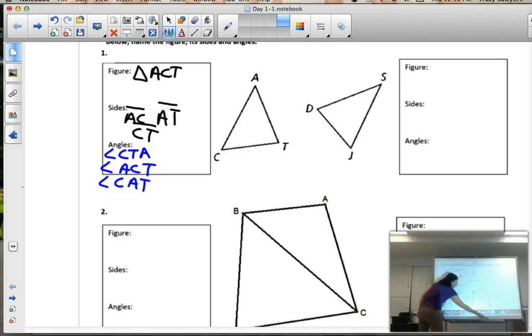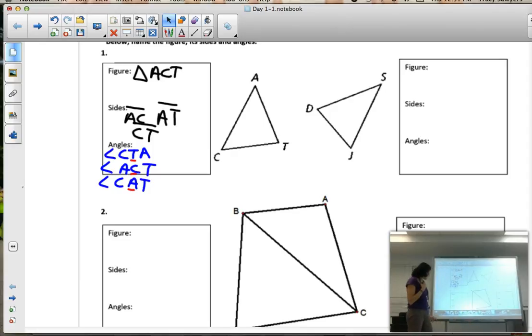The important part here is recognizing that middle letter. That middle letter is the vertex of that angle, right? So you need to make sure that you represented each of the angles in that triangle. Everybody good? Not yet. Could it not be TAC? It could be TAC. Yes, it could be TAC. It doesn't matter the order, as long as the middle letter is the one that's important. All right. Can you try this triangle over here for me? Name the figure and then the sides and the angles, please.